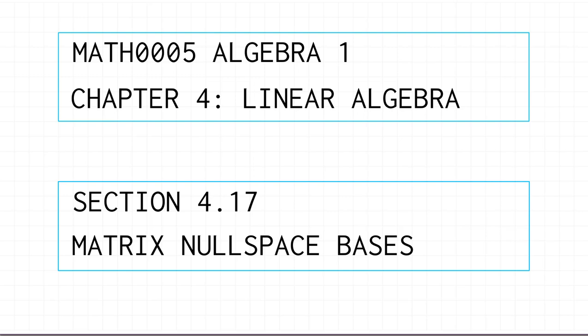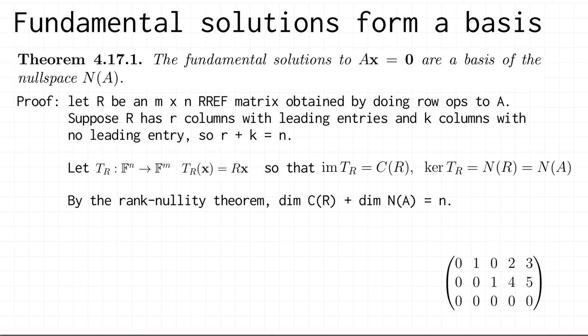Okay, we are finally ready to prove that the fundamental solutions to a matrix equation Ax equals 0 are actually a basis of the null space for A. So let's look at how to do this. It's just a matter of piecing together a lot of results that we've already proved. I've written most of this up, but we're going to go through it quite slowly and remember all of the things which we've proved which we need to help us.